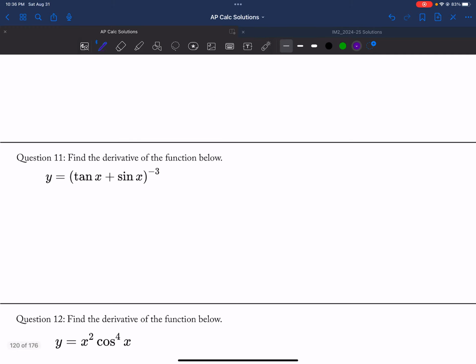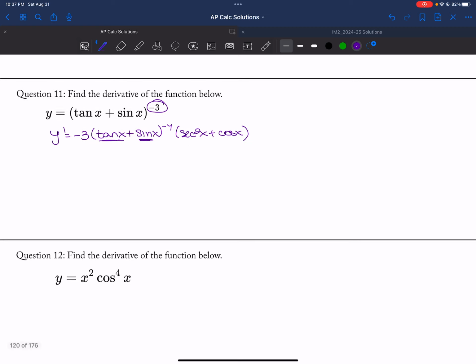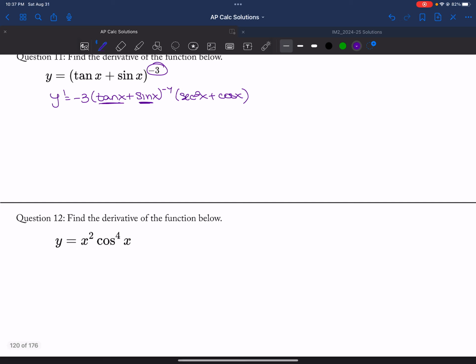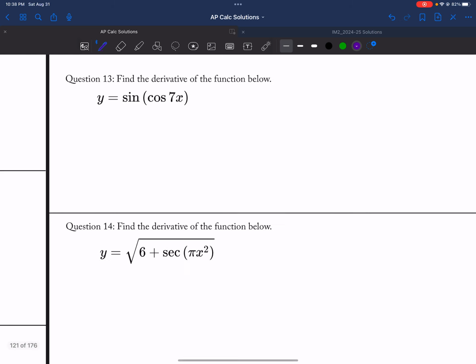Okay. And then here bring down, so negative 3 tangent of x plus sine of x to the negative 4th power. We're going to multiply by the derivative of the inside, which is secant squared, that's the derivative of tangent, plus the derivative of sine, which is cosine of x. And I probably wouldn't do anything to simplify that either. Okay. So now let's go to 13.